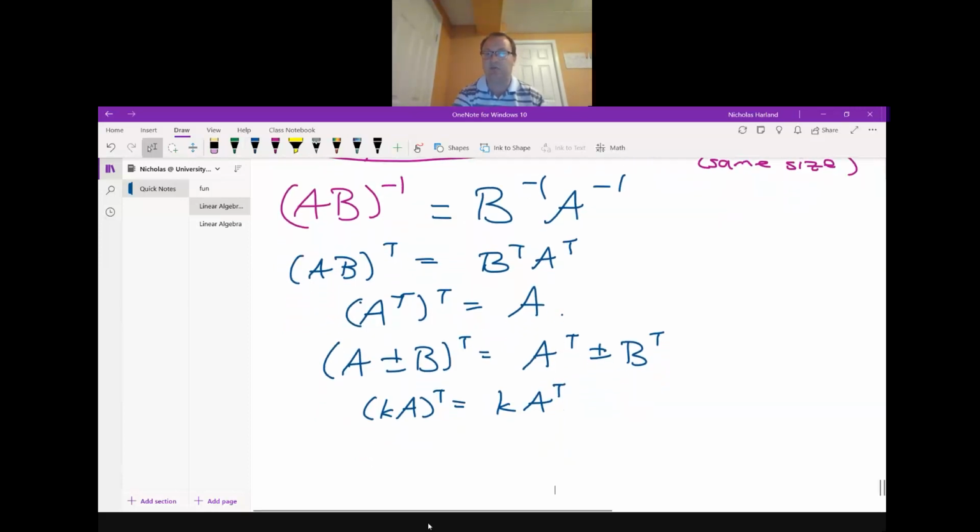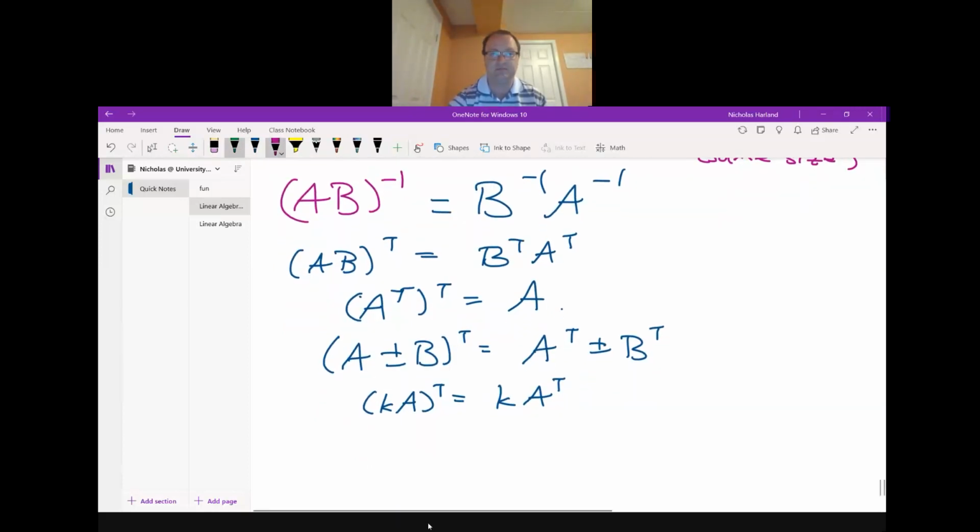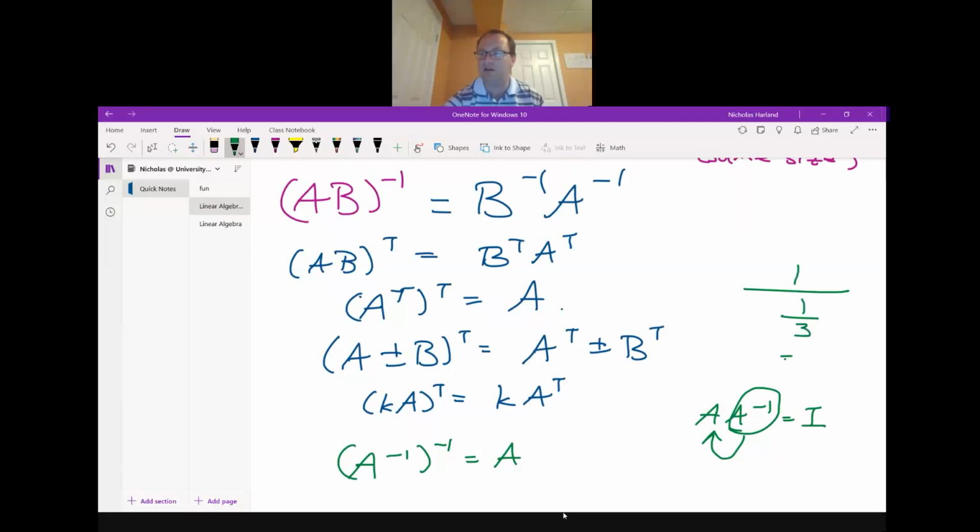But let's ask ourselves, could we do the same thing with the inverse? What about A inverse inverse, assuming that it was invertible and this thing actually exists? So let's think about that. That's A times A inverse is equal to I. So the inverse of A is A inverse. What's the inverse of A inverse? Well, that takes you back to A. In the same way that 1 over 1 over 3 was just equal to 3, if we talked about inverses of real numbers. So perhaps that's not too surprising.